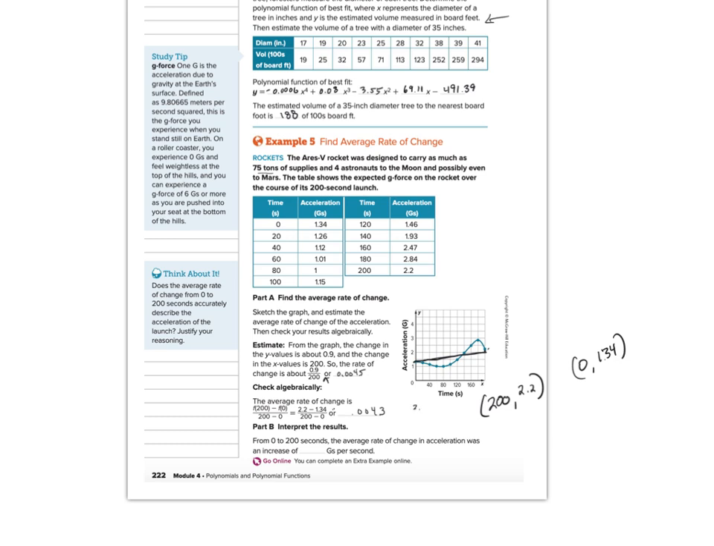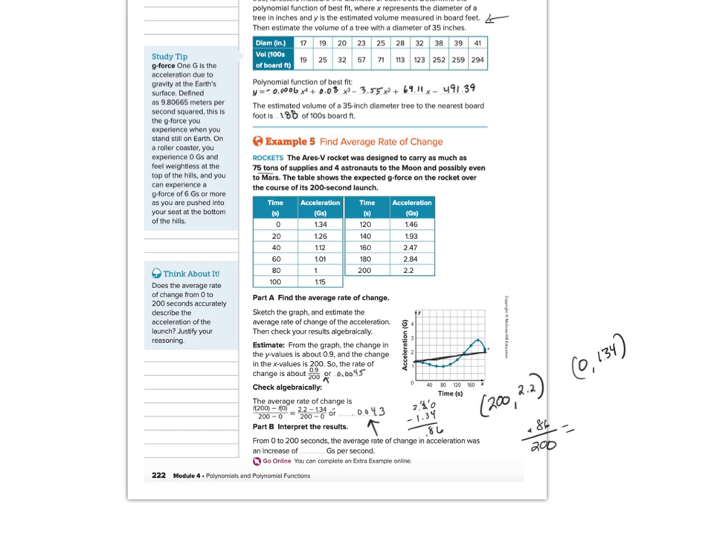We have 2.2 minus 1.34, which is going to be something along the lines of, oh gosh, let's do some math. 6 becomes 11, which would be 8, so 0.86. 0.86 divided by 200 equals this. So there's your average rate of change.